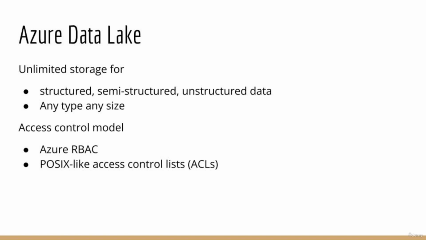The first service is Azure Data Lake. Azure Data Lake is a cloud platform designed to support big data analytics. It provides unlimited storage for structured, semi-structured, or unstructured data, and it can be used to store any type of data of any size. There's also Azure Data Lake Storage Gen 2, which implements an access control model that supports both Azure Role-Based Access Control, or Azure RBAC, and POSIX-like access control lists, or ACLs.